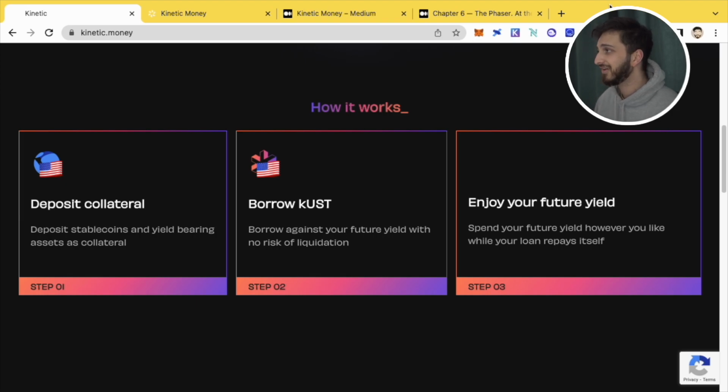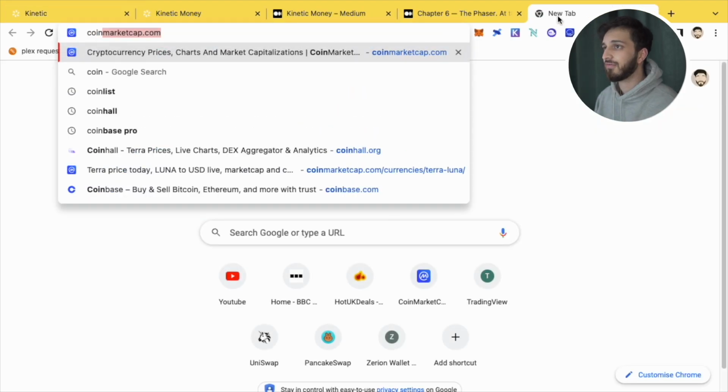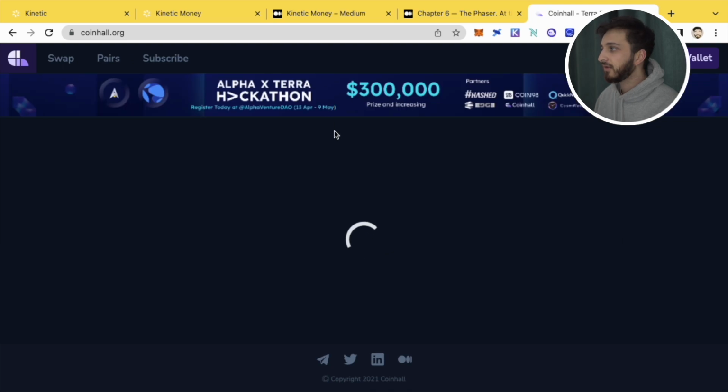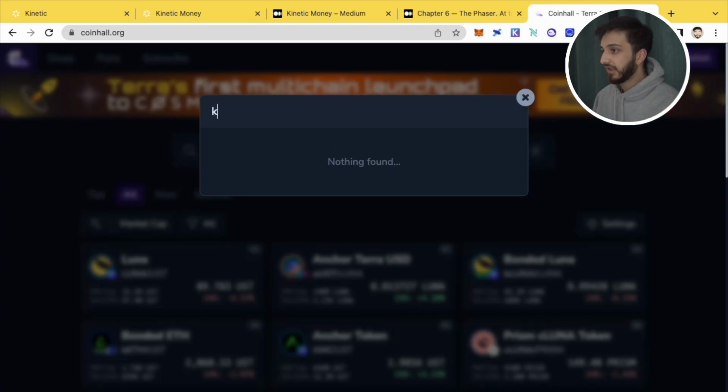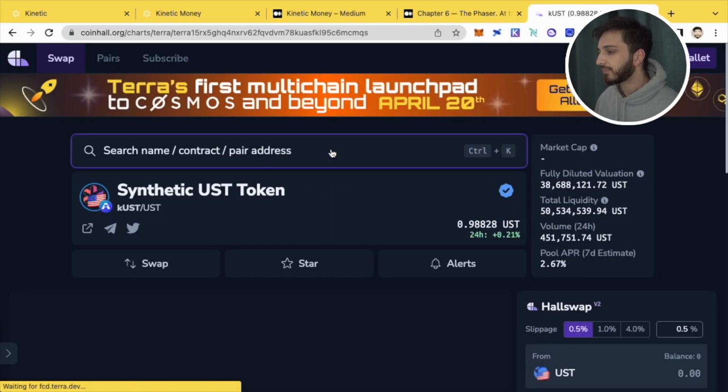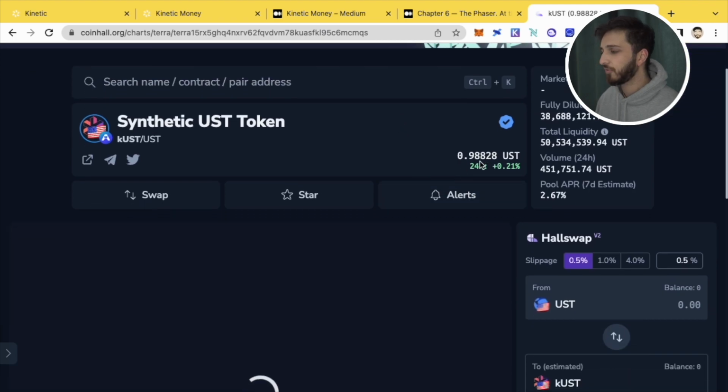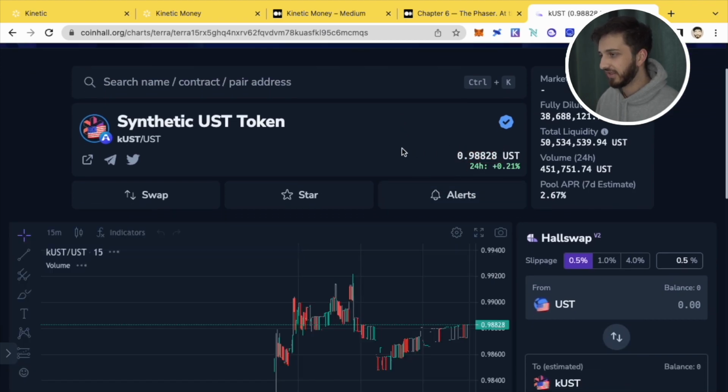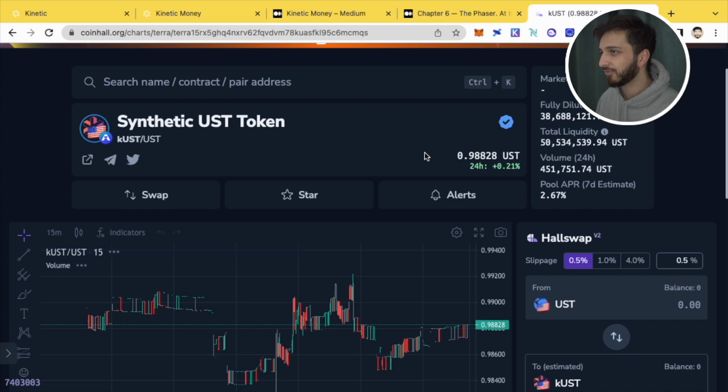Now, currently, it's not actually doing that. We can have a look at CoinHall and have a look at KUST, and we can find that it's currently just over 1% off the peg for UST. However, there are some mechanisms that enable the peg to be retained, and we'll talk about that shortly as well.